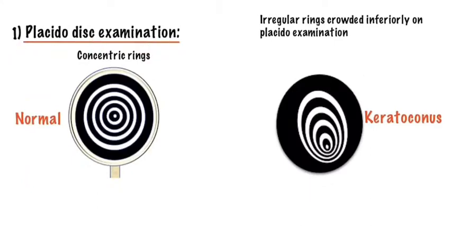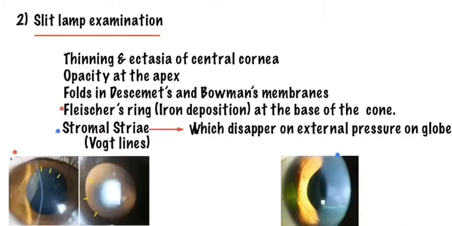This is only the first mode to find keratoconus. There are many other methods. We'll see one by one. The first method is placido disc examination. The second one is slit lamp examination.